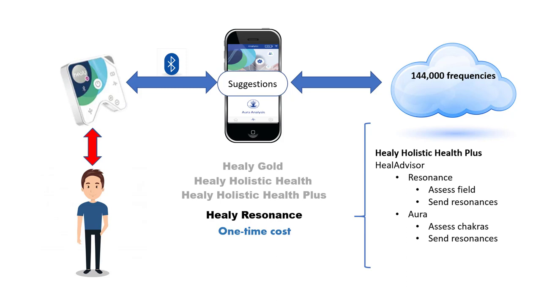And you get that by the 4th Healy edition, which is called the Healy Resonance. It's a one-time cost also, and it has in it the Healy Advisor, which is the resonance and the aura. The resonance assesses the field, your bioenergetic field, and then it sends the resonances you need at that moment in time. The aura assesses the chakras and sends the resonances to balance the chakras that you need at that moment in time.